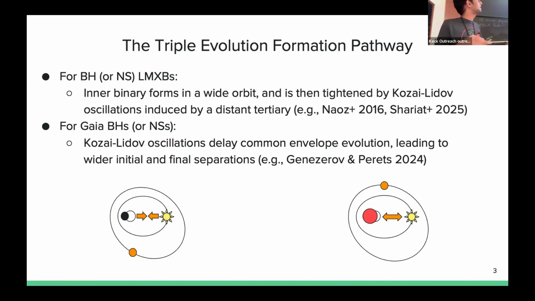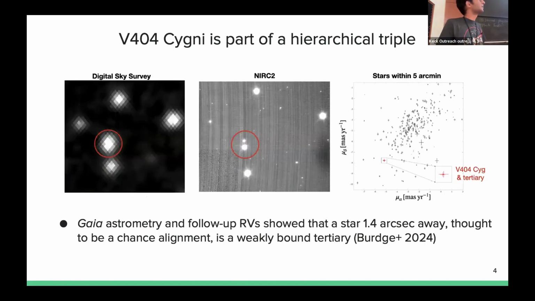So, do we have any observational evidence that supports this theoretical pathway? Well, actually, yes. The low mass X-ray binary, well-known V404 Cygni, has actually been shown recently to be part of a hierarchical triple. So I show here two images, one from the Digital Sky Survey and one from NIRC2 of V404 Cygni. And I've shown the location of that binary with a red circle.